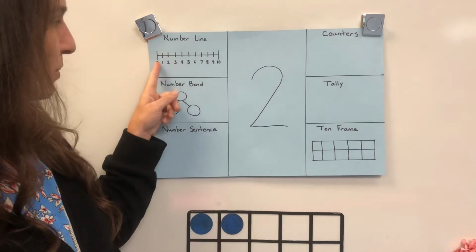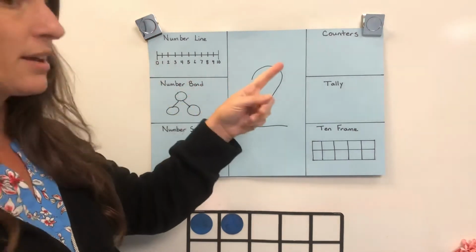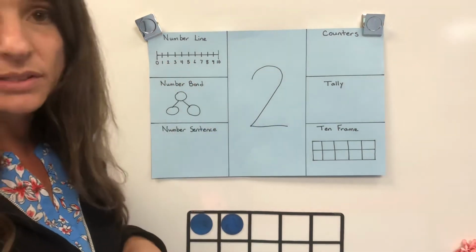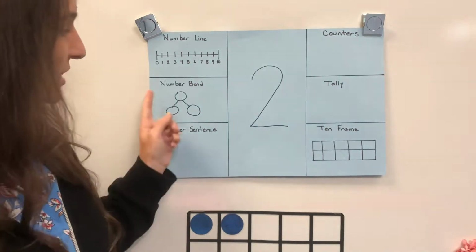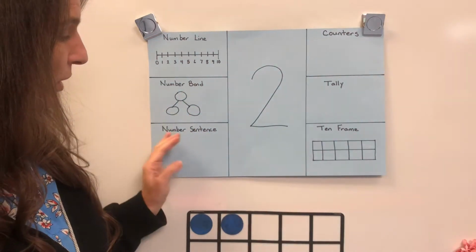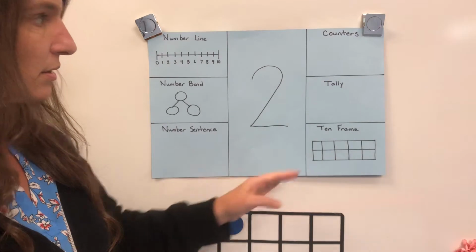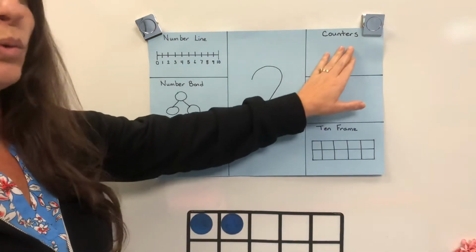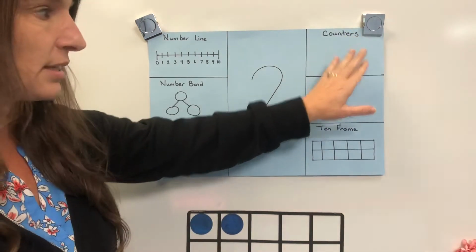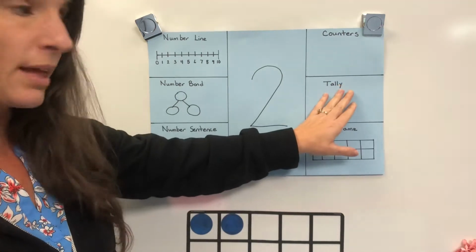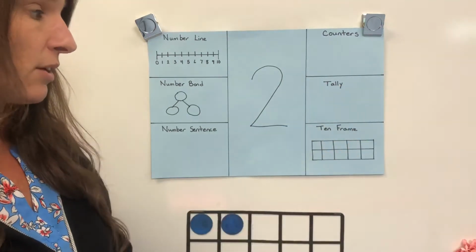Number lines start with the number 0 and they can go as high as you want. This one that I drew is just to 10. This is a number bond. We're going to write a number sentence right here. We're going to put 2 of something, like an object here. We're going to make 2 tally marks, and we're going to show what 2 looks like on a 10 frame.